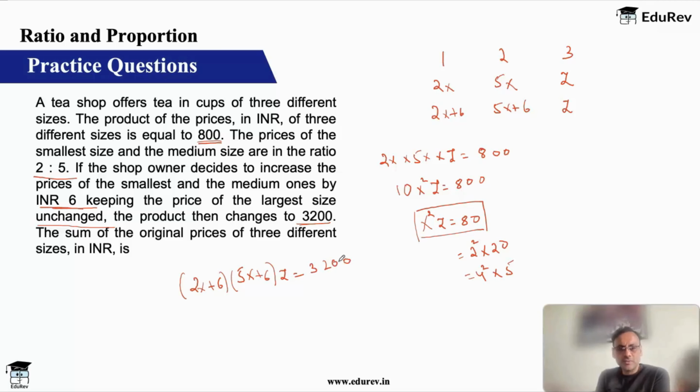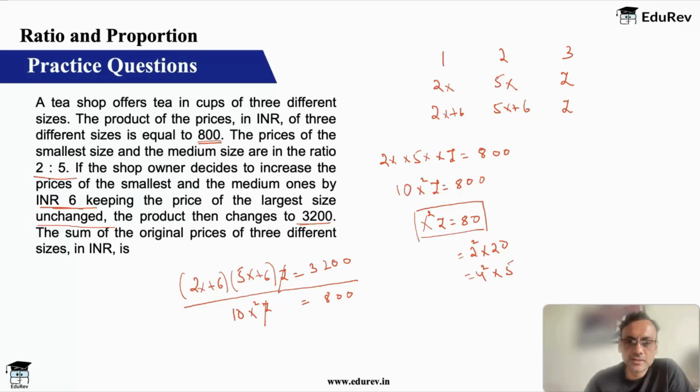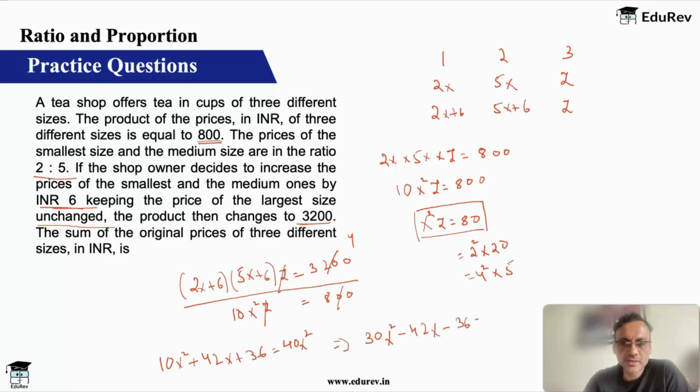So here we have one more variable, which is z. I don't want to deal with z, so let's divide this by the first equation, which was 10x square z is equal to 800. When you do that, your z gets cancelled. This becomes 4. So now opening this, you get 10x square plus 12x plus 30x, that is 42x, plus 36 is equal to 40x square, or 30x square minus 42x minus 36 is equal to 0.